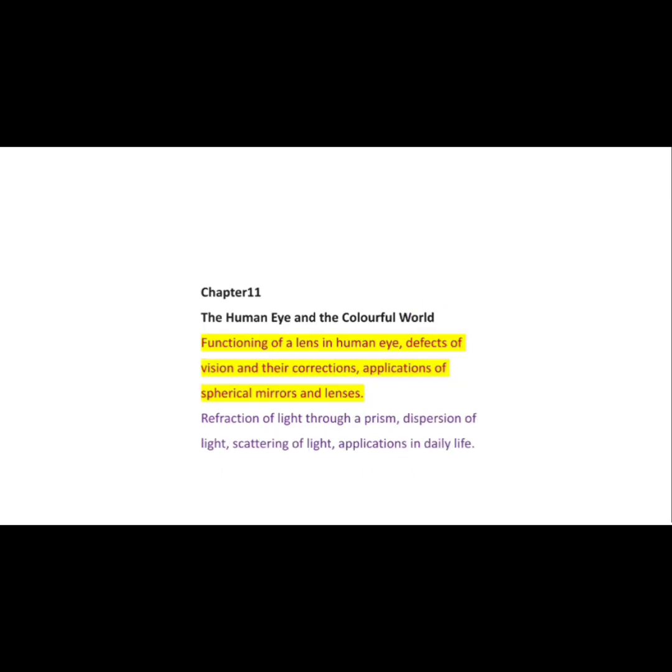The next is chapter 11, the human eye and the colorful world. In this a small portion is removed, which is the highlighted portion: functioning of a lens in the human eye, defects of vision and their corrections, applications of spherical mirrors and lenses. So you have to study refraction of light through a prism, dispersion of light, scattering of light, applications in daily life. So the highlighted portion can be deleted.